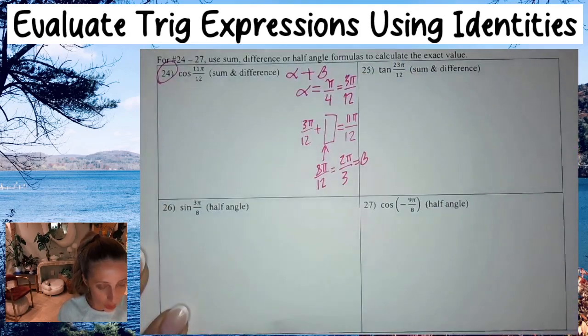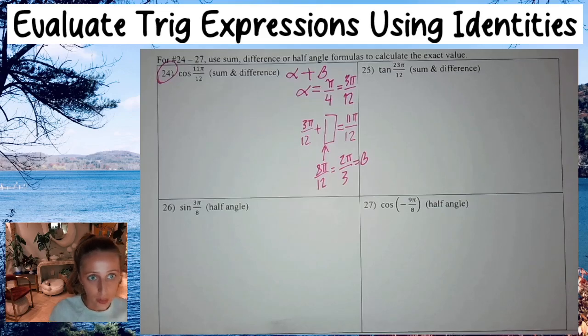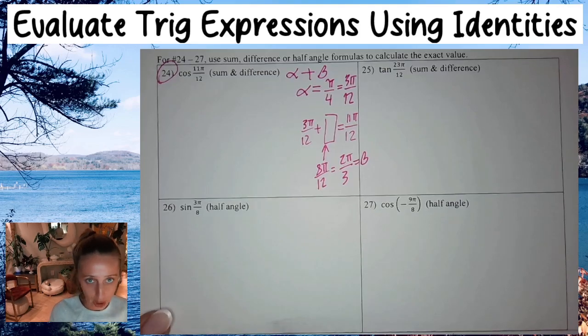So this is for this question right here, okay? So alpha, we're going to use pi over 4. Beta, we're going to use 2 pi over 3. If I add these two angles, I get 11 pi over 12. 11 pi over 12 is not on the unit circle, so we have to use an angle sum or difference identity, which can then find us the exact answer without using a calculator at all.